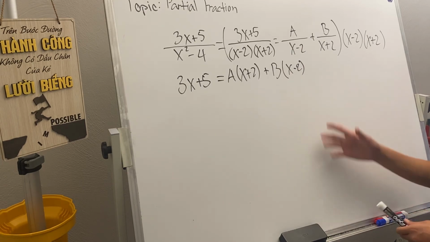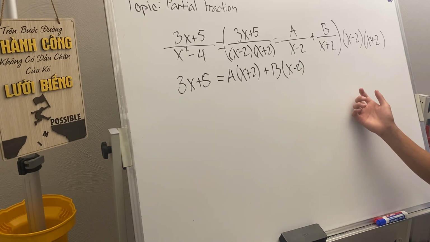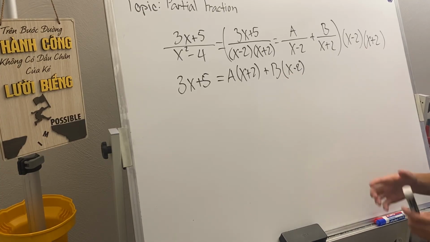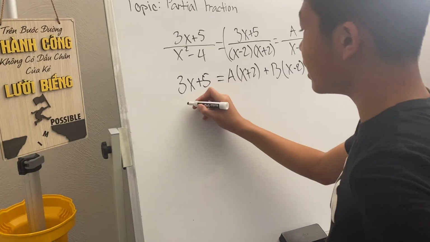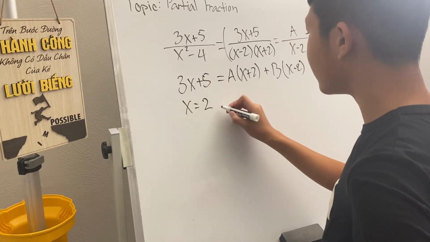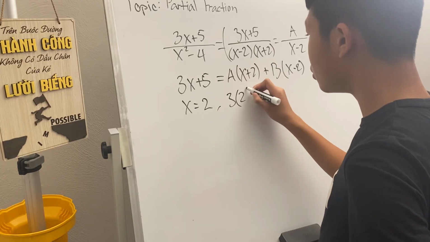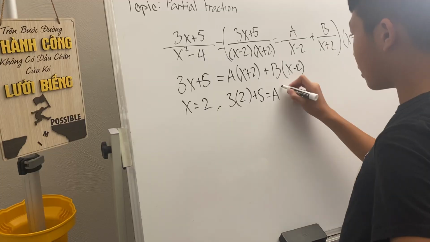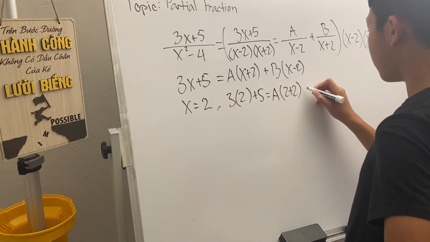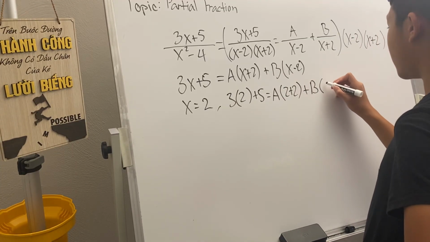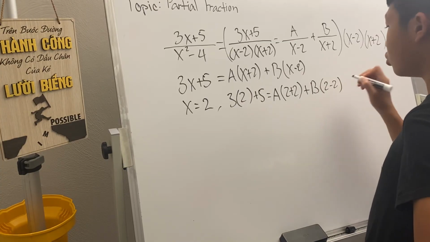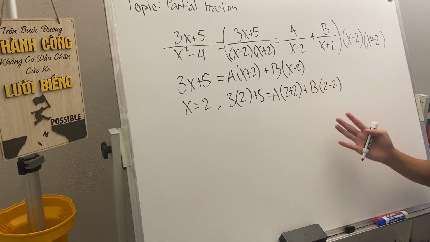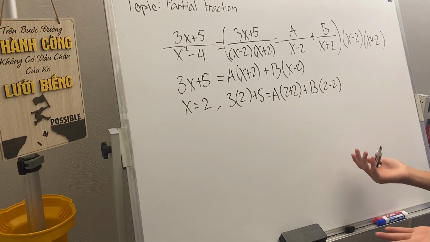But to solve for A, we need to make B disappear, which is multiplied by 0. So how do we make this whole thing equal 0? x equal 2, right? Yes. So if x equals 2, this means 3 times 2 plus 5 equals A times 2 plus 2 plus B times 2 minus 2. As you see, 2 minus 2 is 0. So 0 times B is 0. That's very nice because now it's only one variable, which is easy, right?